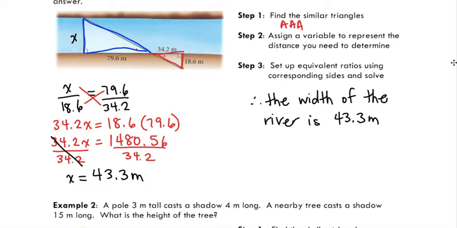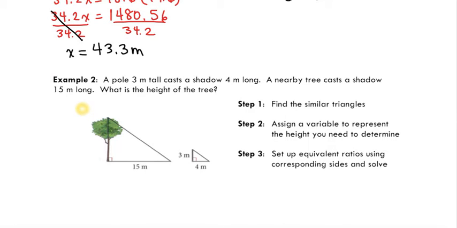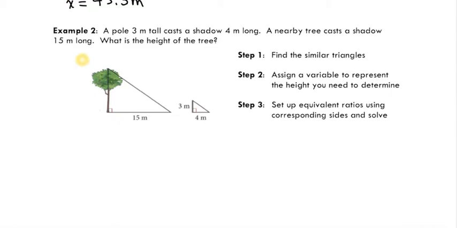Let's do another example. In example number 2, I have a pole that is 3 meters tall, which casts a shadow of 4 meters. And a nearby tree casts a shadow that is 15 meters long. And we want to use this information to figure out what the height of the tree is.